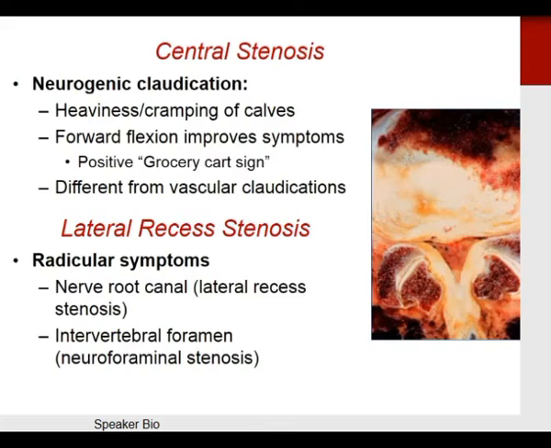This is also the so-called grocery cart sign, where patients state that when they lean forward on their grocery cart, they can walk as far as they want, and that extension makes their pain worse and flexion makes it better. You have to differentiate this from vascular claudication.